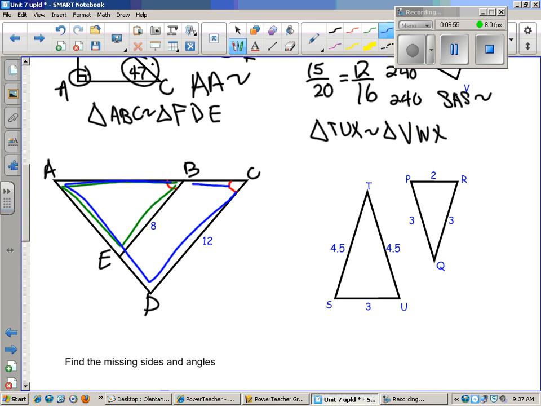Okay? So I've got one angle that's equal. So that's good. So I can either use side, angle, side, or angle, angle, because I'm not going to use side, side, side if they gave me an angle, right? Do we see anything else? We have a base, 8 and 12. So that would be a proportion. Do we have any other sides, though? No.